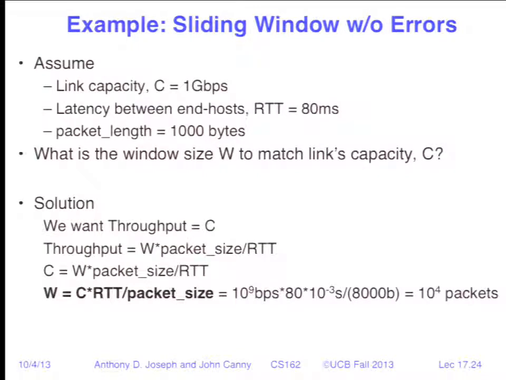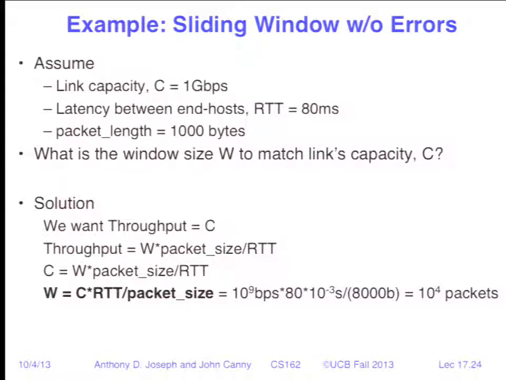So it's actually pretty simple. Remember, the throughput was the window size times the packet size over the round trip time. We can flip that around by dividing out, and we get that W, the window size, is going to be C times the round trip time, divided by the packet size. Right? So this is going to be a gigabit times 80 milliseconds over 8,000 bits equals 10,000 packets.